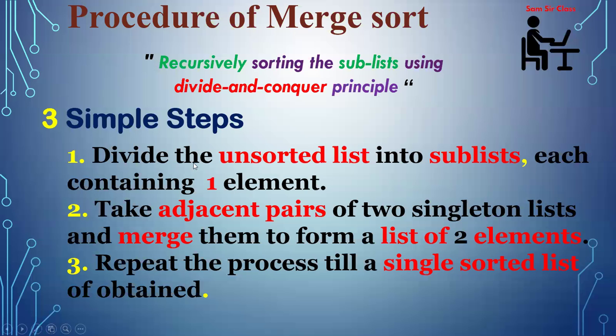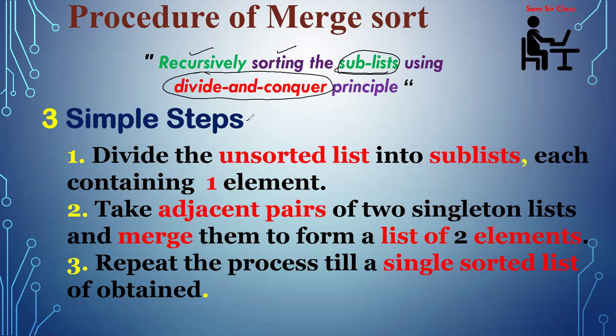Now let us come to this definition. Now you can relate everything we have told. So first, what we are doing is recursively sorting the sub lists. Yes or no? By using the divide and conquer principle. Now you can relate what you have done in the example. The same process you are repeating for the sub lists by using divide and conquer.